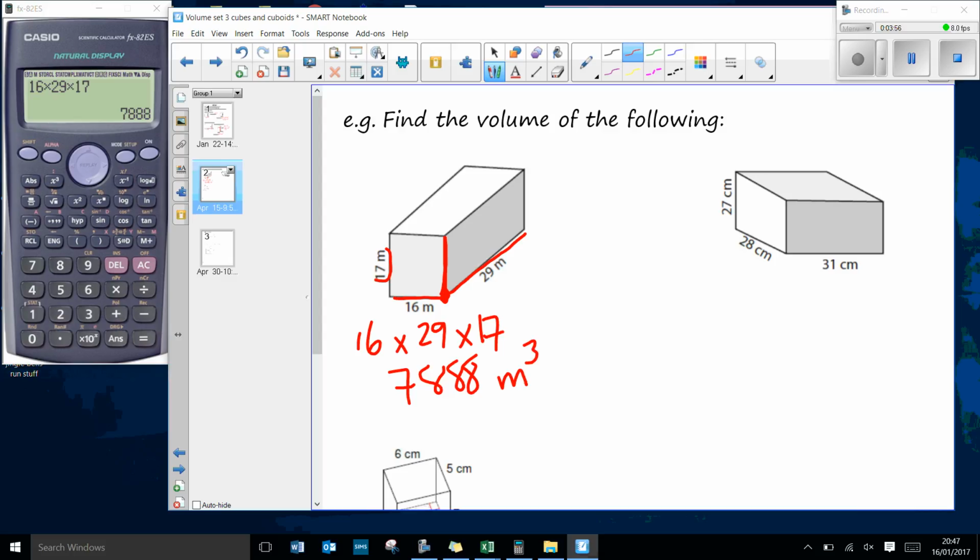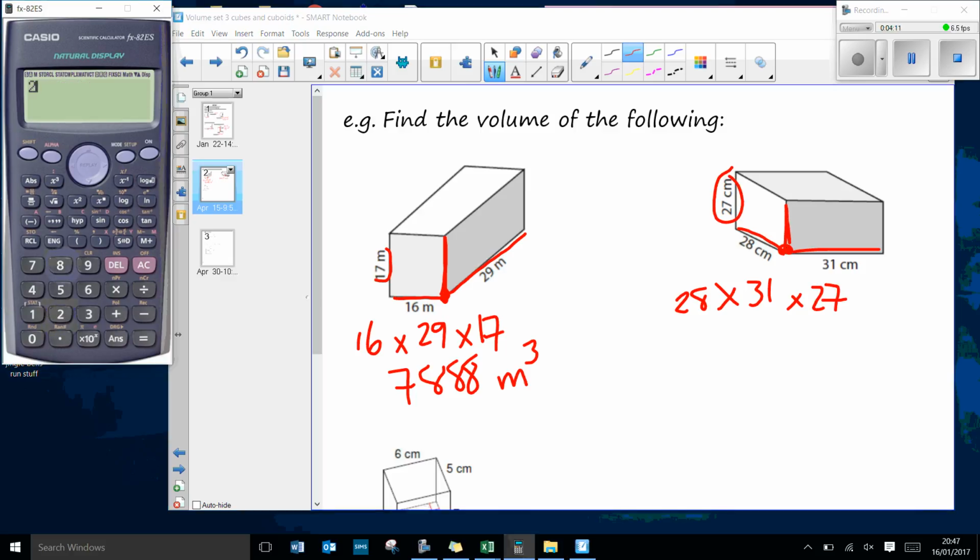If I were to focus on this vertex, it would be 28 multiplied by 31 multiplied by this measurement, which is missing, but we know it's the same as this one, so it's 27. So 28 multiplied by 31 multiplied by 27 gives 23436, and that would be centimeters cubed.